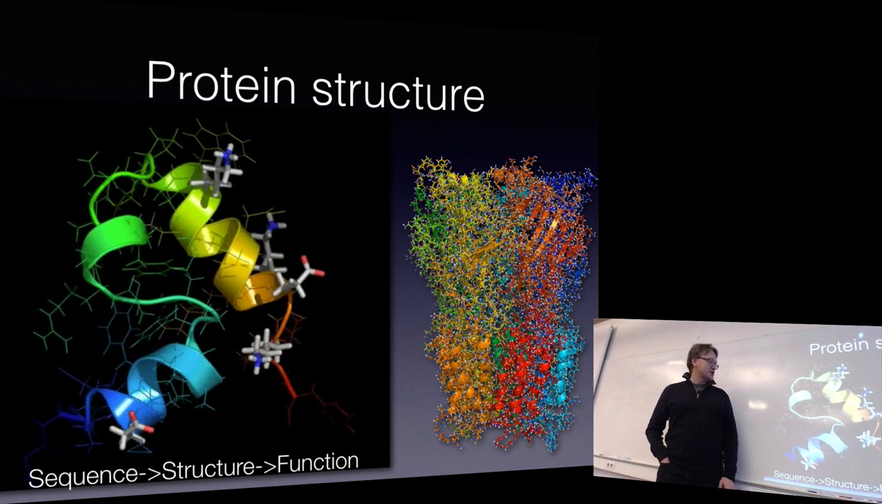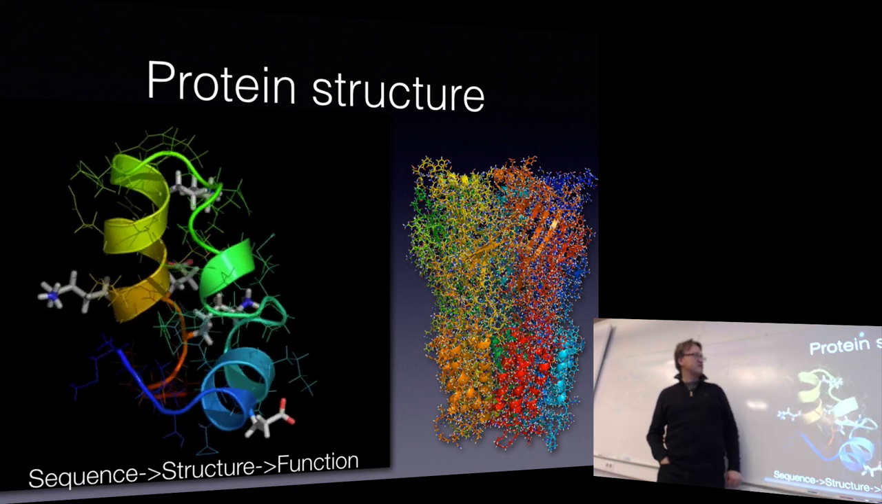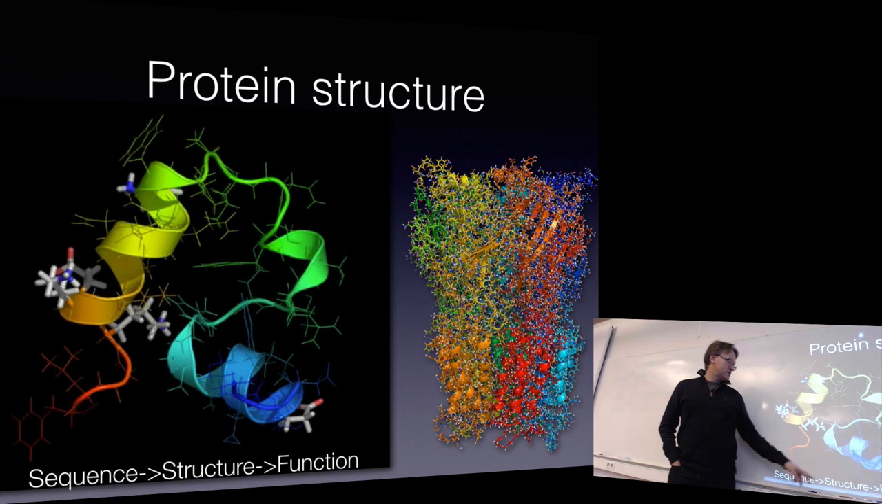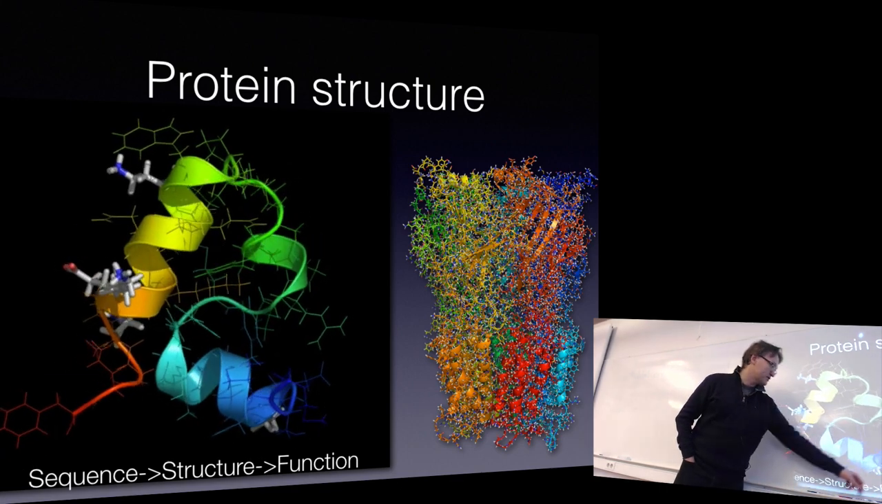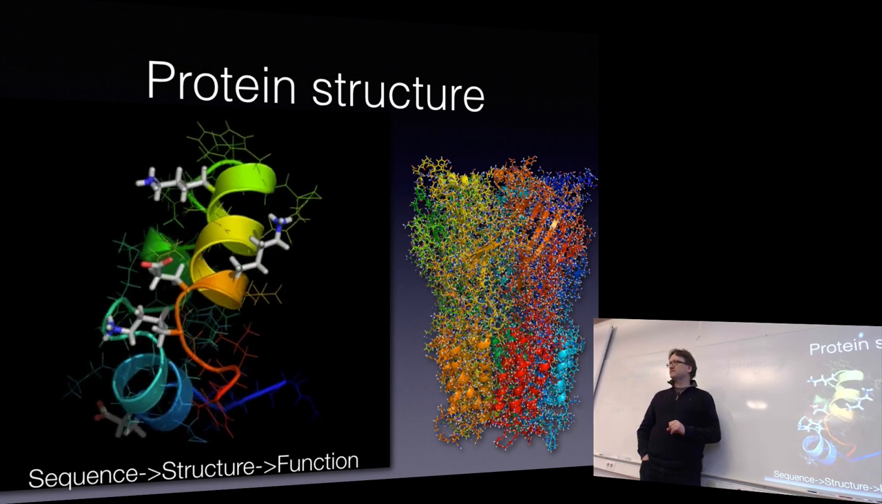And the particular structure of a protein, this is a fairly boring protein, but it might, for instance, mean that it forms an ion channel that actually conducts ions in your nervous system. If you're changing the structure, you're changing the function. And the way you change the structure is by changing the sequence.